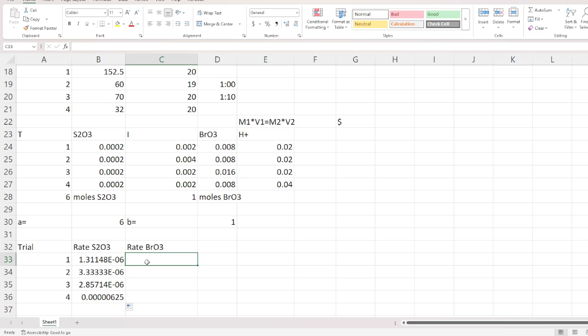Now, the rate of thiosulfate to the rate of bromate is, as I said, 6 times faster. So we're going to take whatever I have in this box and divide it by 6. And so we get this number right here. So I divide this guy by 6, this guy by 6, by 6, by 6.